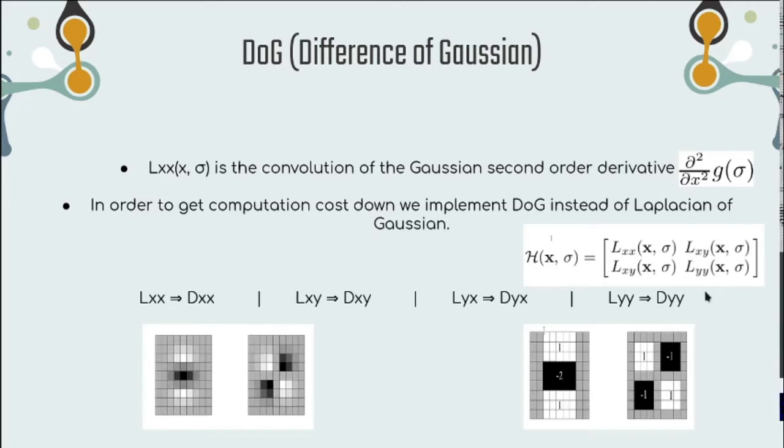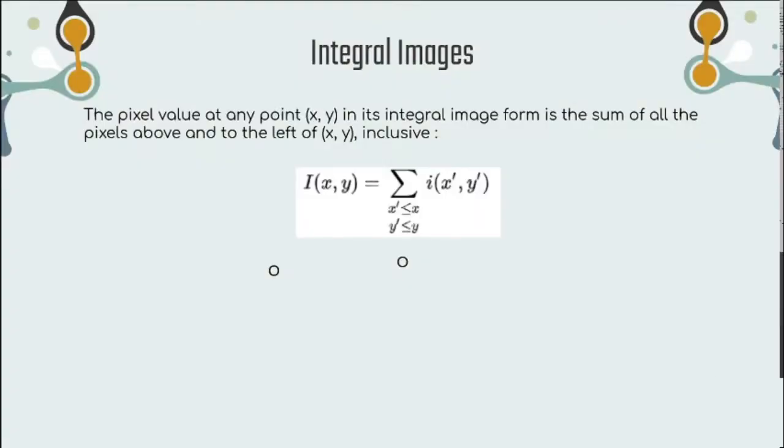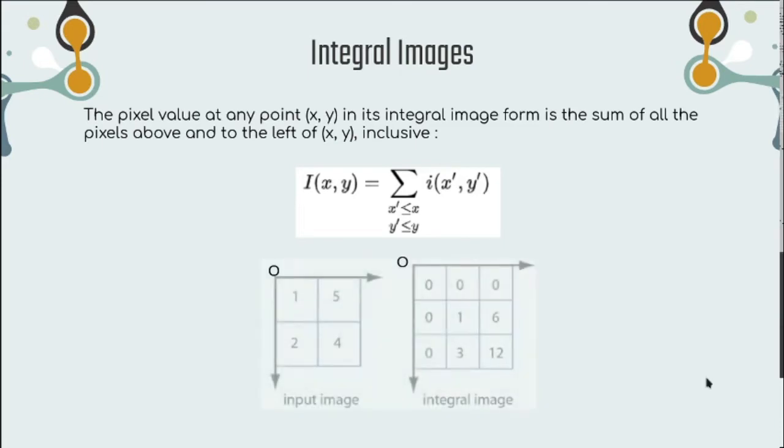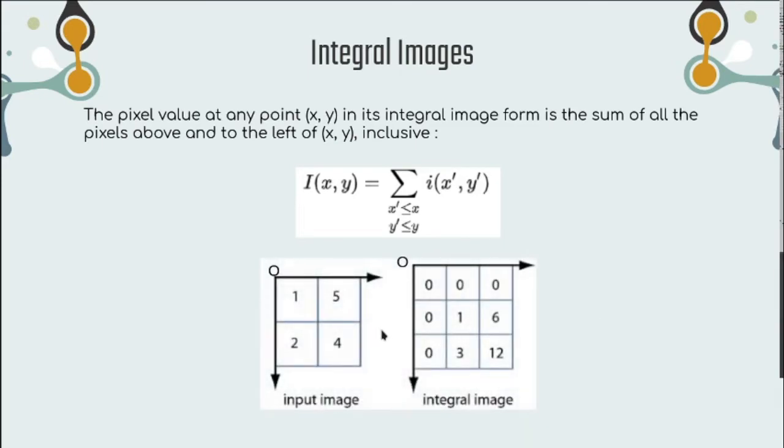Further, this difference of Gaussian is approximated into a box-like filter. These are nothing but Haar wavelet filters. We will discuss later how the approximation will help us in faster computation when we are using an integral image. The entry of an integral image I at a location x, y is represented by the sum of all the pixels in the input image of the rectangular region formed by the point x and the origin.